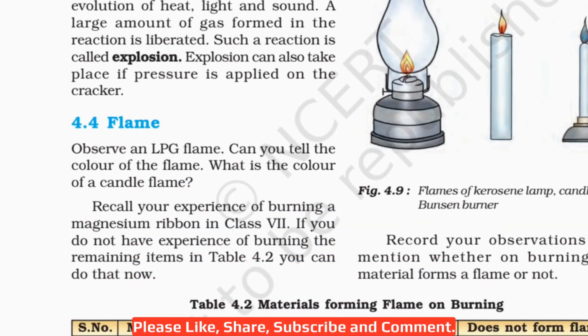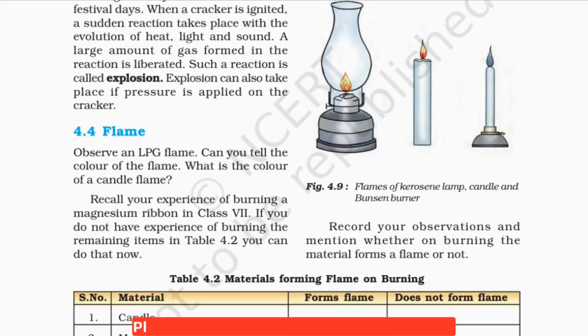Now the next topic, flame. So what is the flame? Flame is that part of the fire, that gaseous part of the fire where combustion is taking place and it produces heat and light. And flame is also a visible reaction. Okay, we can easily see that. You can easily see that flame coming from a combustible substance, right?